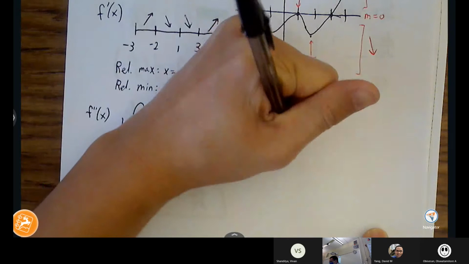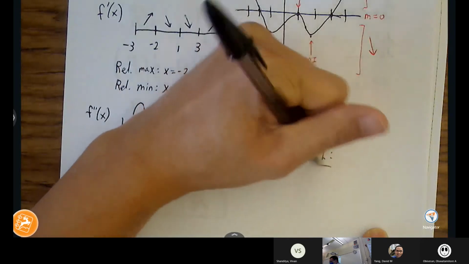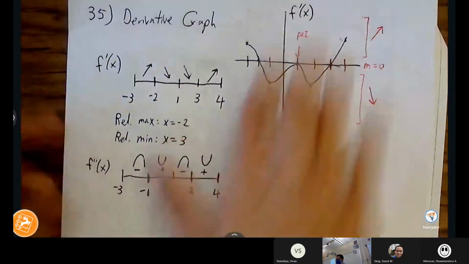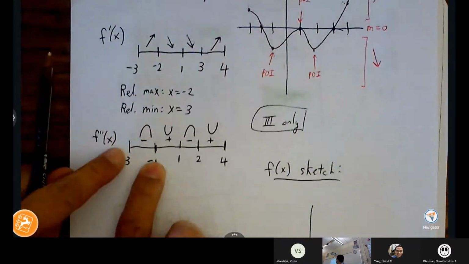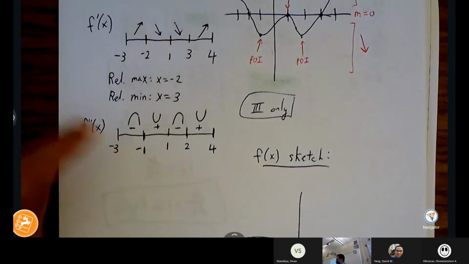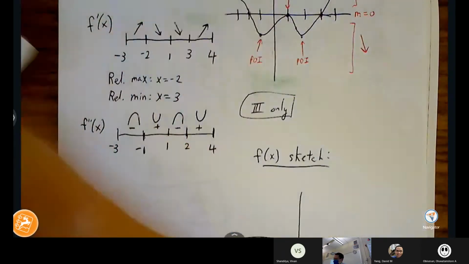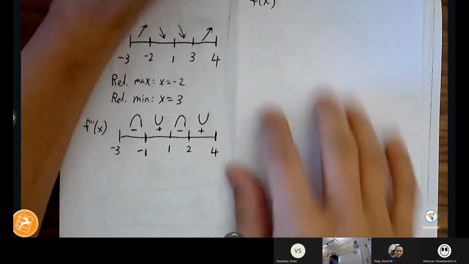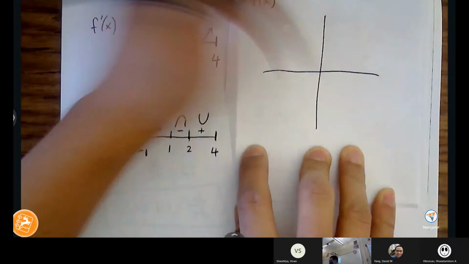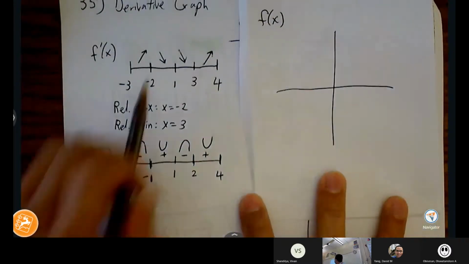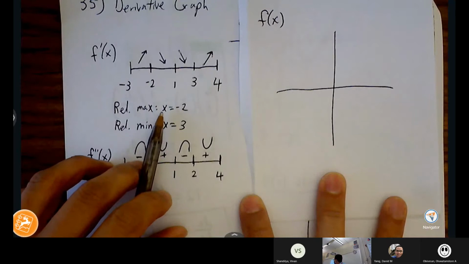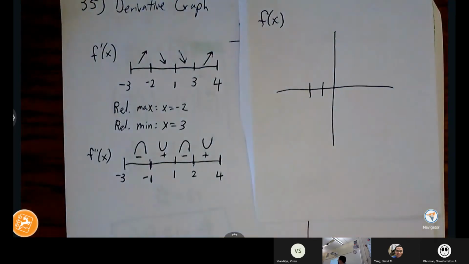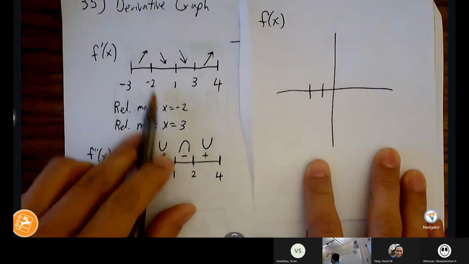So here's my sketch of the original function, or my version of it. And I'm not going to look at this anymore. I'm just going to focus my attention on the arrows and on the concavity here. Okay, so here's my f of x sketch. I want a relative max at negative 2, so I'm just going to create a situation where there's a relative max.